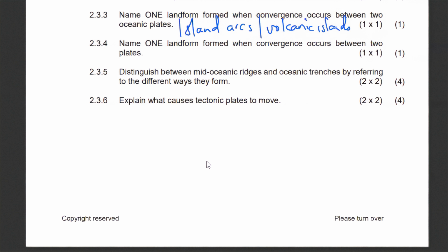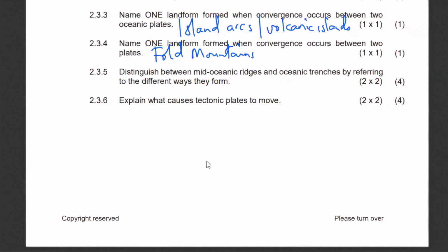Then it says, name one landform formed when convergence occurs between two plates. When we have two plates, in this case we are referring to continental plates. Continental plates, if they converge, they result in the formation of fold mountains. For example, in South Africa, we have the Cape Fold Mountains. That is a typical example of the fold mountains that result from the collision of two plates, continental plates for that matter.